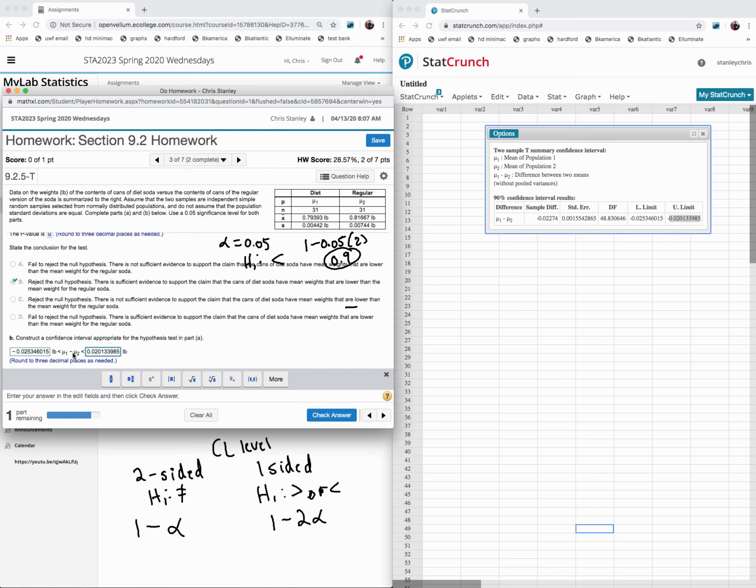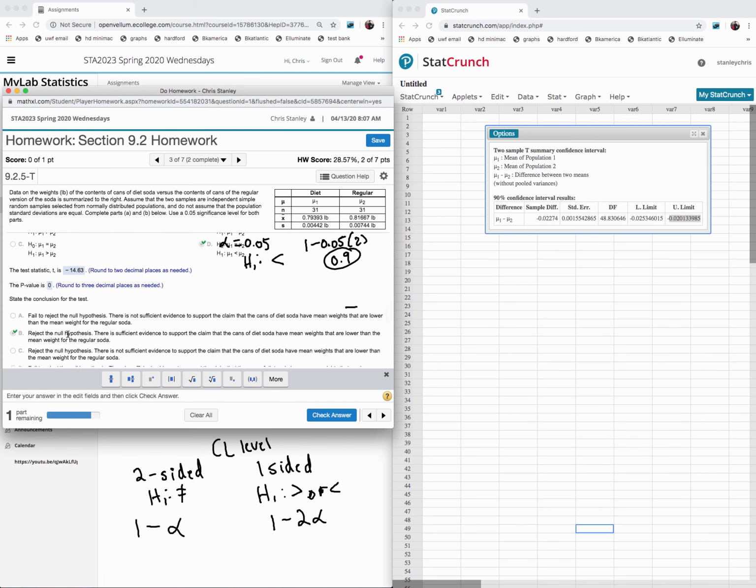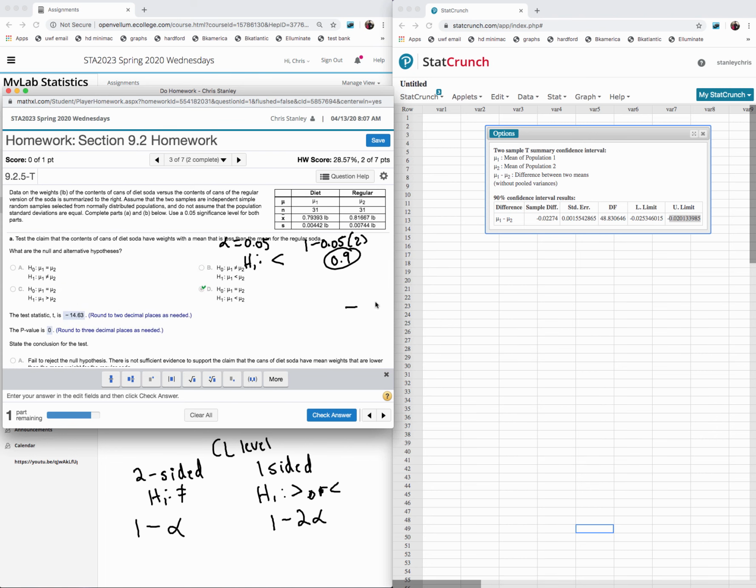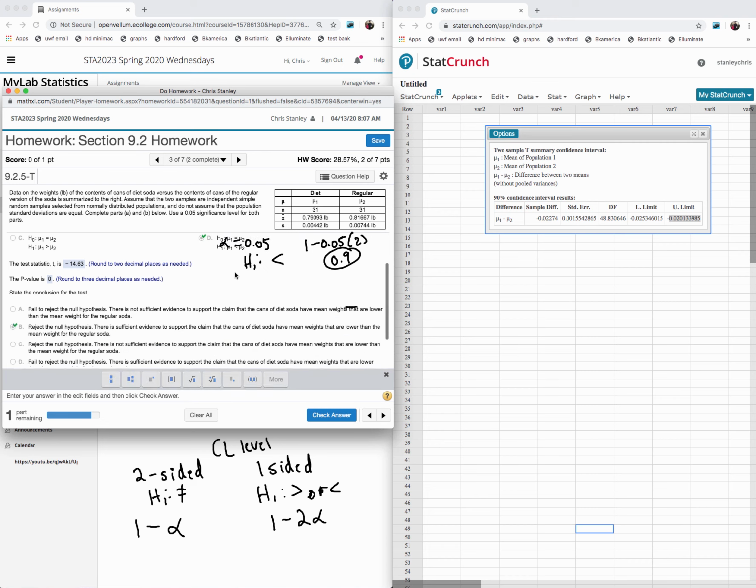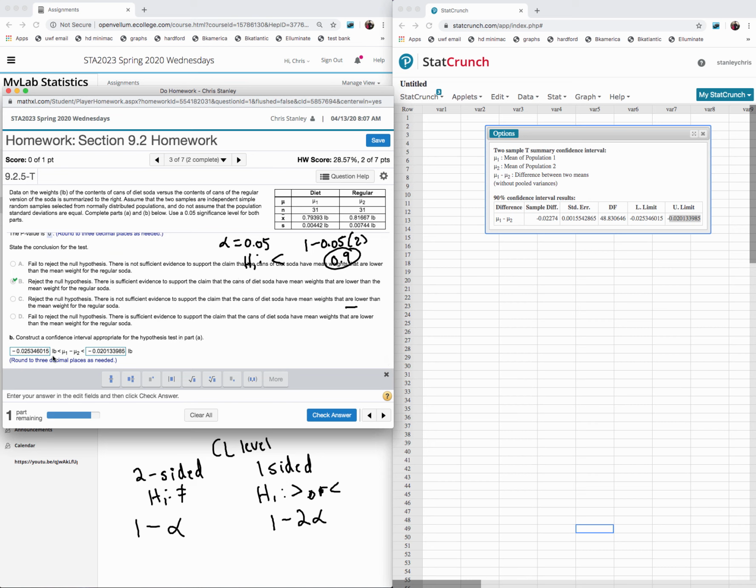And there was a negative on this side right here that it didn't pick up. Okay, we need to go to three decimals here. So 0.025. Here, 0.0. And there we go.